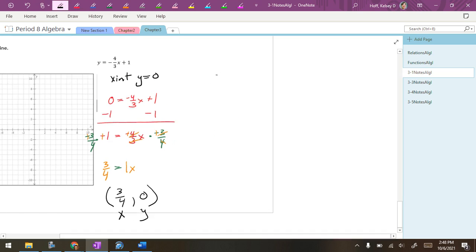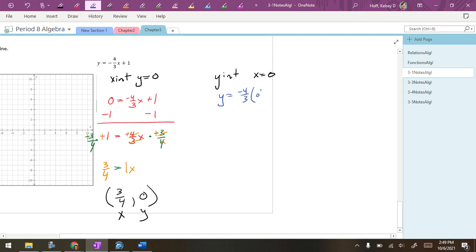What do you know about every y-intercept? x equals 0. Take your equation, replace x with 0. y equals negative 4/3 times 0 plus 1. Ooh, what's nice about this? Cancels out, right? Anything times 0 is 0. What's my y-intercept? 1. Somebody write that as an ordered pair. Nice, nice. Now here's what I'm going to tell you.